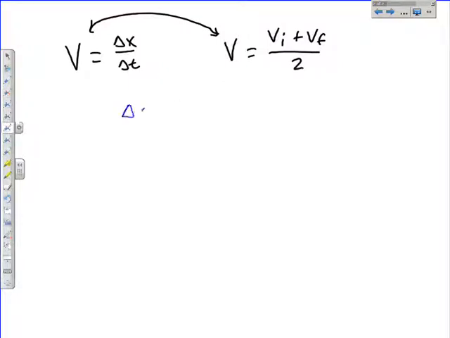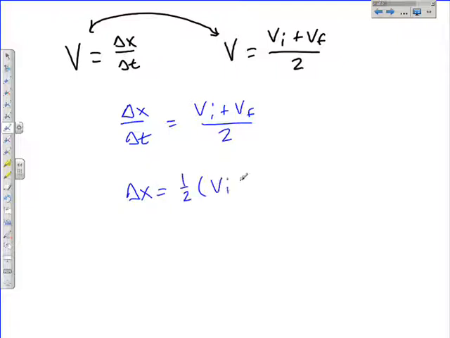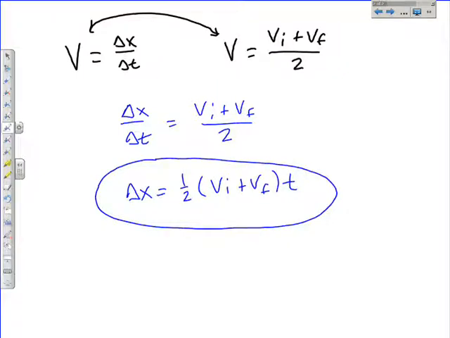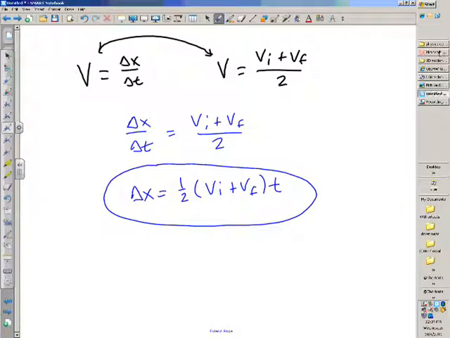So delta x divided by delta t has to be equal to Vi plus Vf divided by 2. Okay? I do a little math, isolate delta x by itself, and I end up with, notice I dropped the delta on the t, same thing, it's just the time frame over which this motion occurs, delta x is equal to 1/2 times the quantity Vi plus Vf, times t. Okay? Second equation that we've looked at.